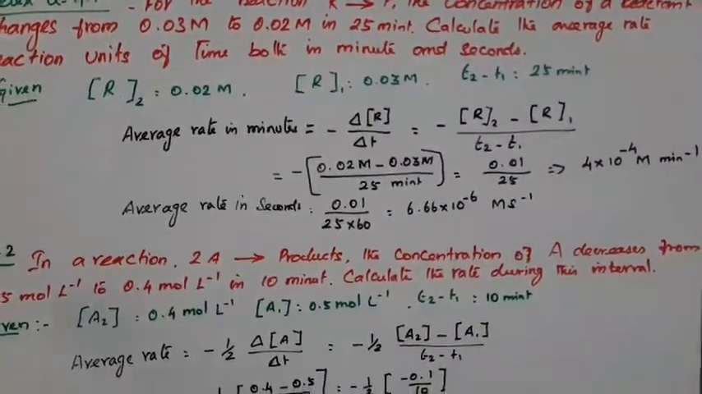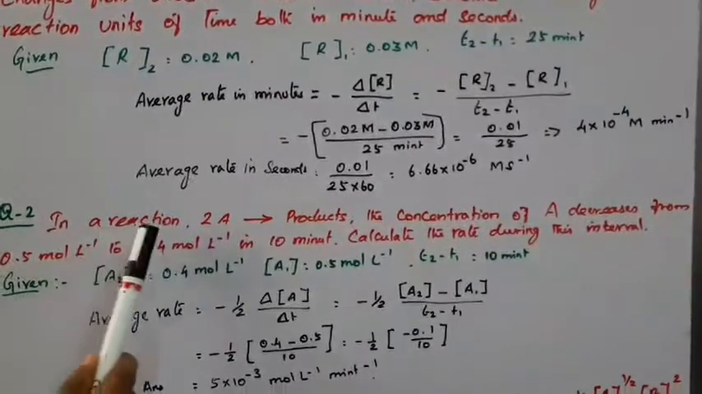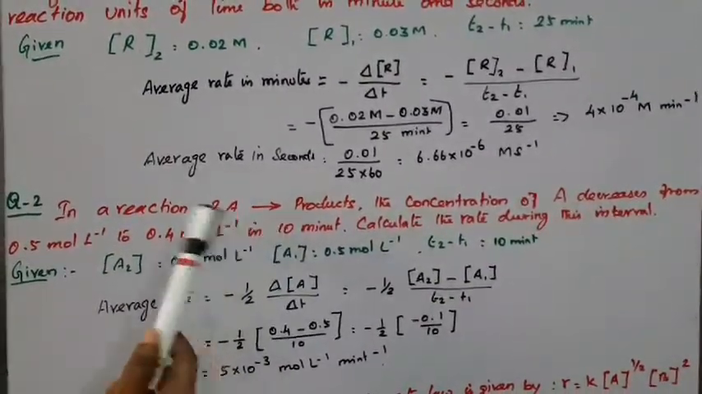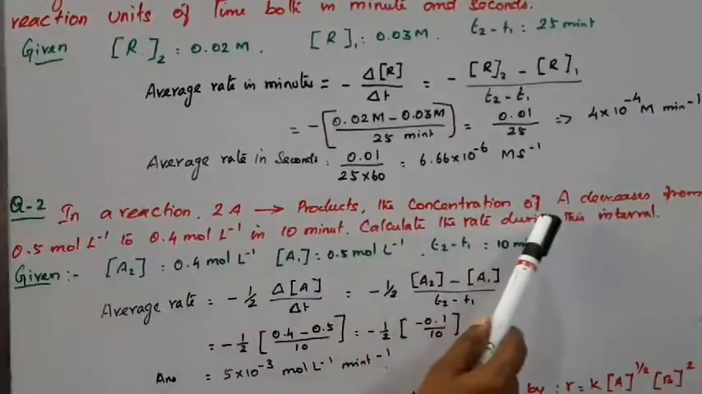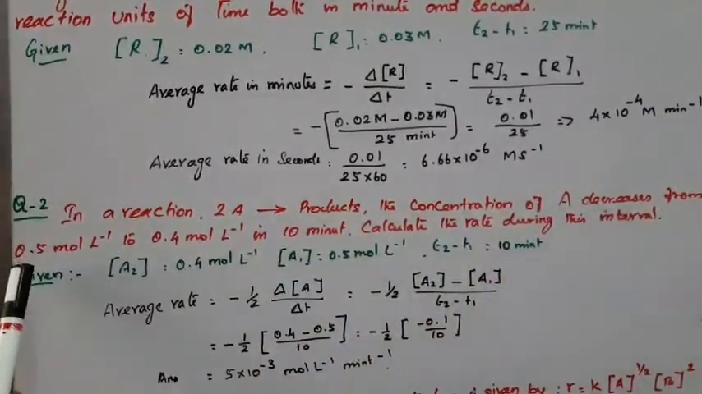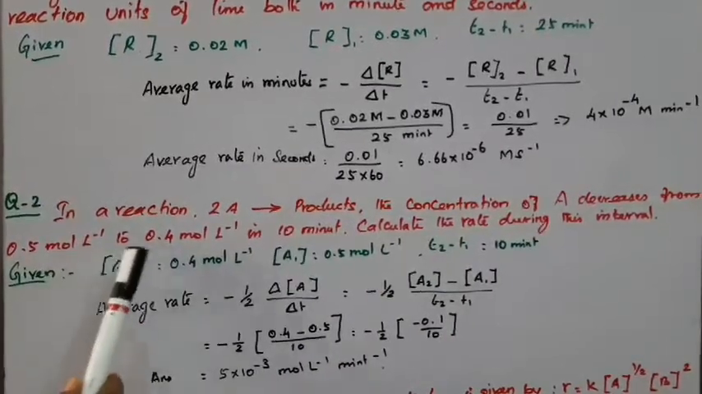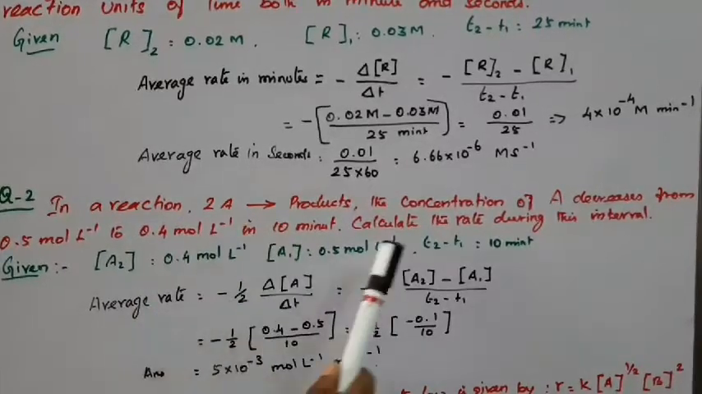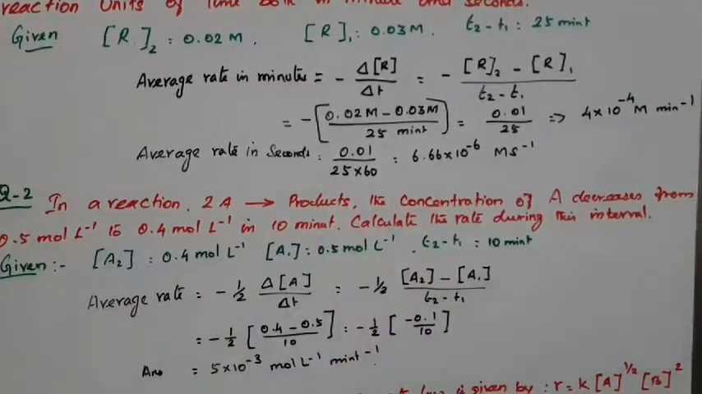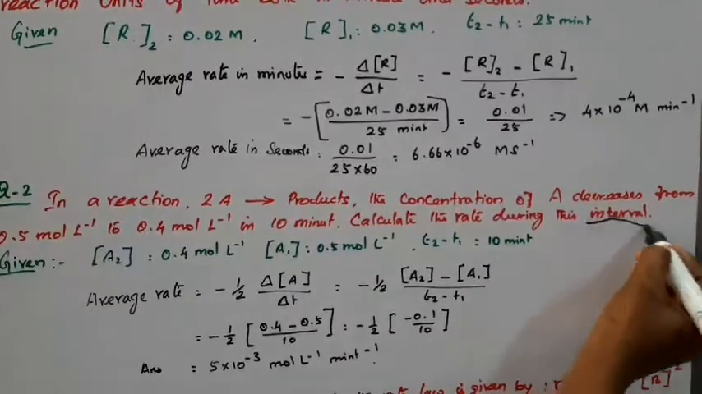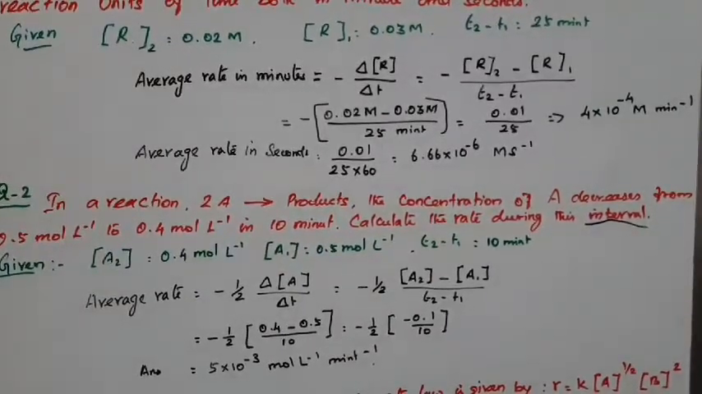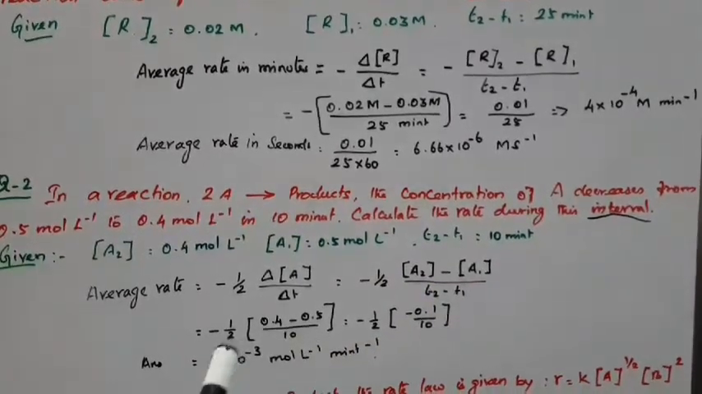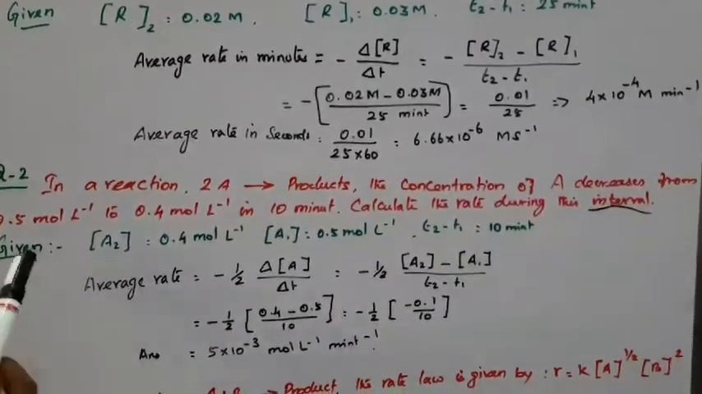The next question, number 2. In a reaction 2A, 2 moles of A, one reactant, any reactant, gives product. The concentration of A decreases from 0.5 mole per liter to 0.4 mole per liter in 10 minutes. Calculate the rate during this interval. This interval means it also asks you to calculate the average rate, at a particular time. Right, the given data.